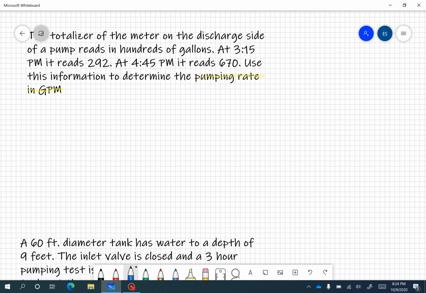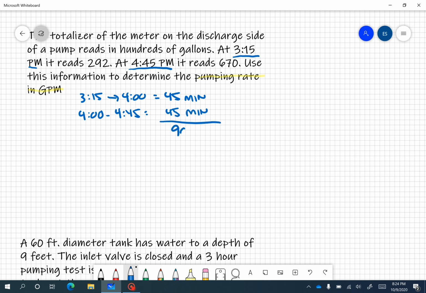So let's take a look at the information that we're given. It looks like we're given two separate times, 3:15 p.m. to 4:45 p.m. So I'm going to determine the number of minutes first. 3:15 to 4 would be 45 minutes, and then 4 to 4:45, it's another 45 minutes. So we have a total of 90 minutes. That's the minutes in our gallons per minute equation.